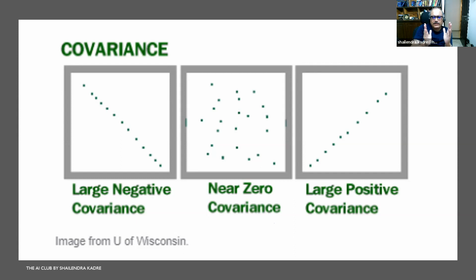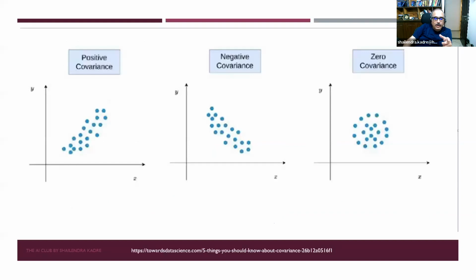after seeing these graphs, you should be able to tell at least whether the covariance is positive or negative or there is no covariance. And you should be able to tell approximately if it is a large covariance or a small covariance just by looking at the plot. So have a look here.